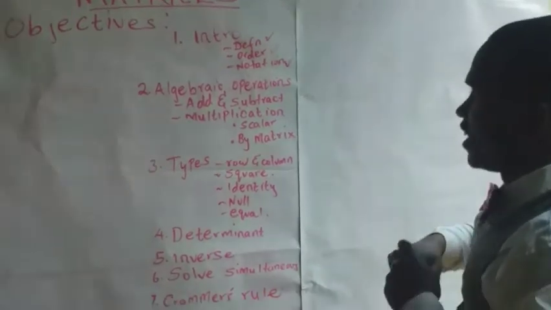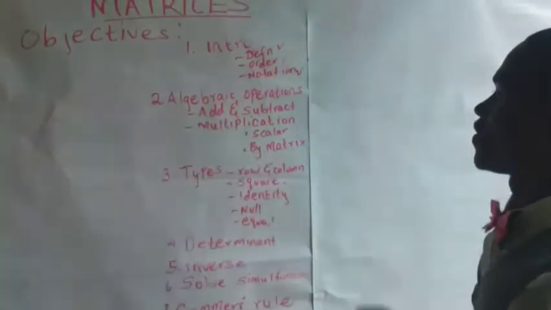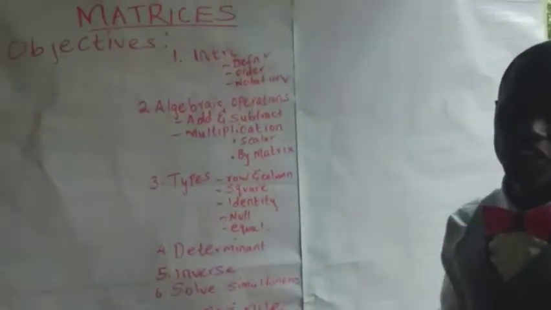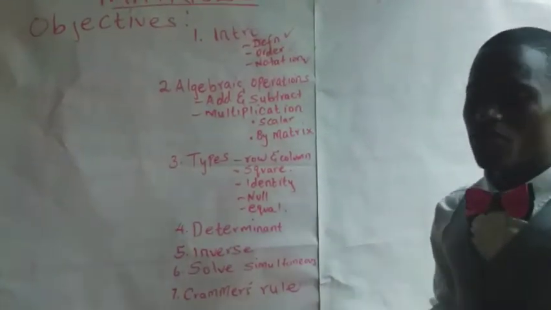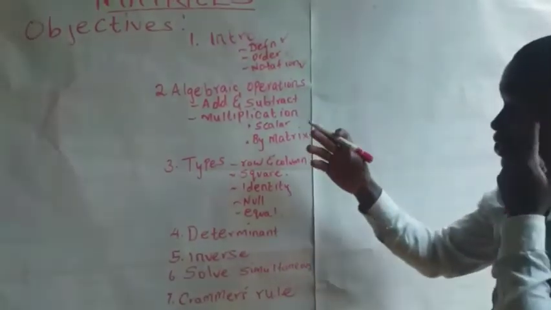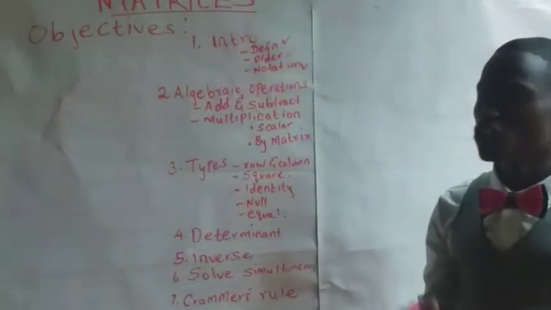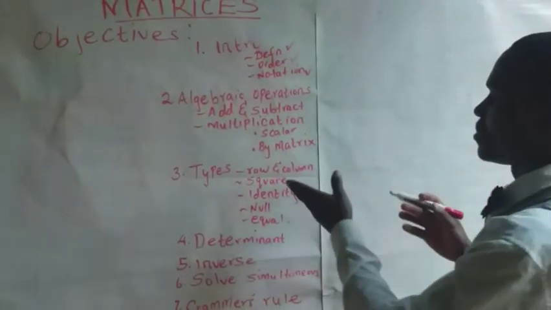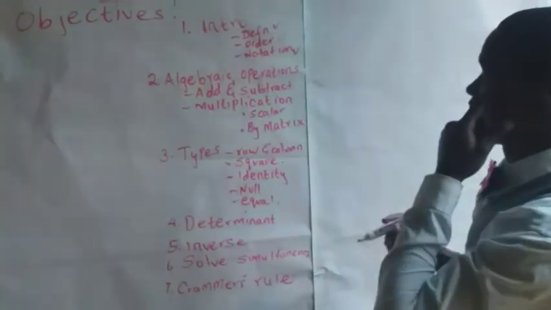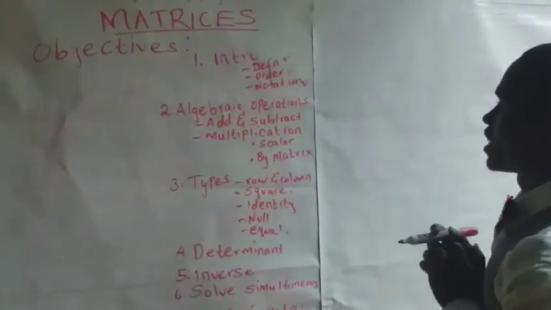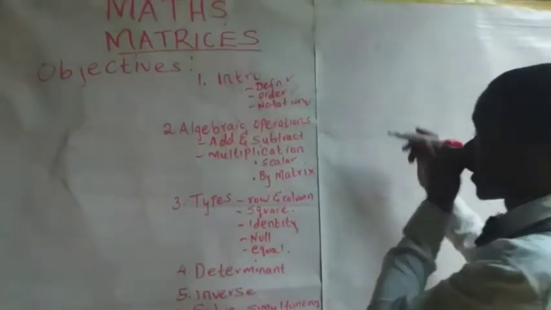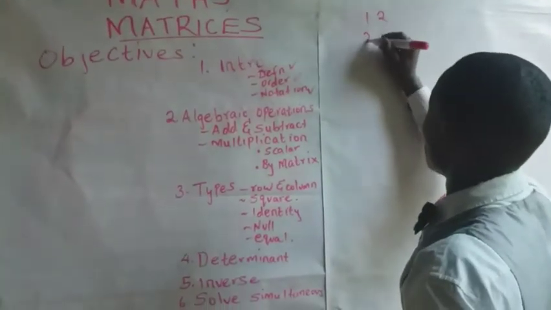Now, let's get to objective number 2, the algebraic operations on matrices. Algebraic operations are addition, subtraction, division, multiplication, and so on. So, addition of matrices. Let me take an example of a matrix such as 1, 2, 3, 4.